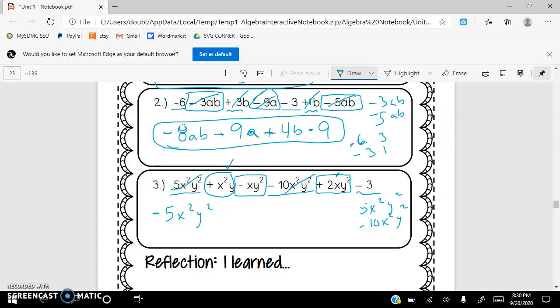Okay, next I have x squared y. I don't have anything that can match that, so I'm going to put plus x squared y. Then I can cross that out.